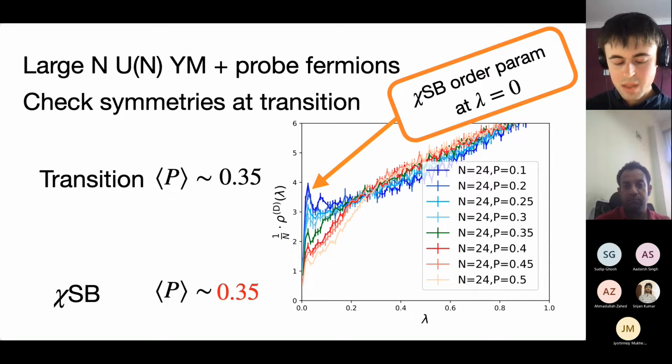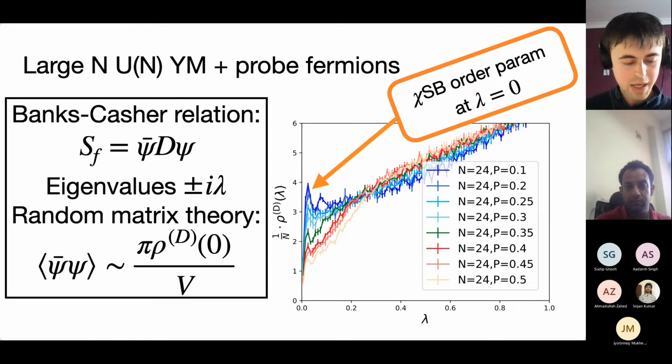The way we do this in practice is by looking at the eigenvalue density of the Dirac fermions, and there's the Banks-Kasher relation, which I won't go into now, but which associates the order parameter for chiral symmetry with the density of the eigenvalues with zero value. And you can see that at the green value, P equals 0.35, where we expect the transition to be, the behavior of this order parameter changes.